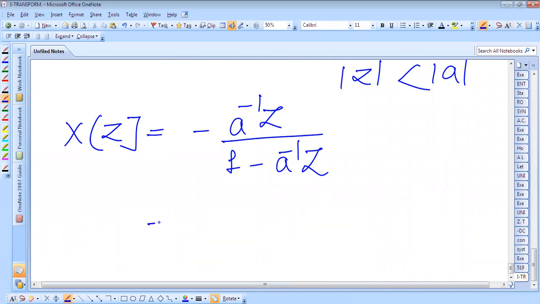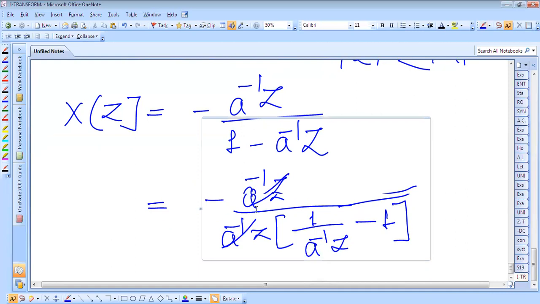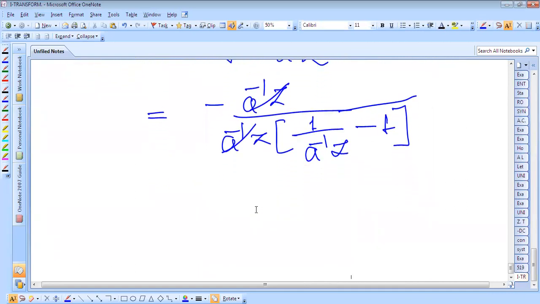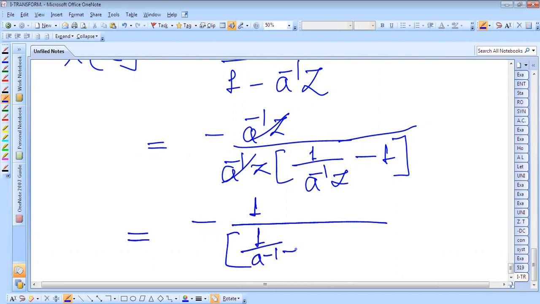So this we can also write like this, minus a raised to power minus 1 z divided by 1 minus a raised to power minus 1 z. So this will get cancelled. This will get cancelled. Now it is 1 over 1 over a raised to power minus 1 z minus 1.